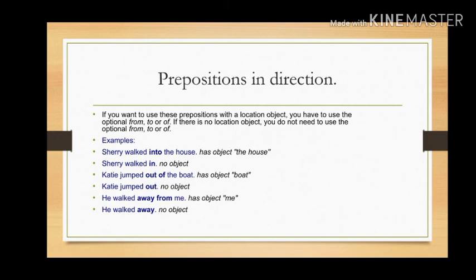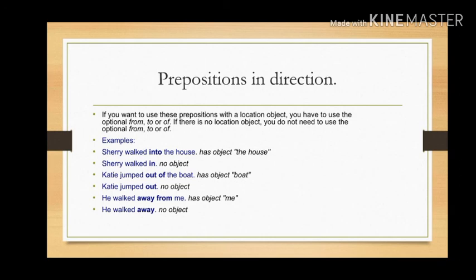Here are some examples. Sherry walked into the house. The house is the object in that sentence. Sherry walked in. In this sentence, there is no object. Katie jumped out of the boat. The object here is the boat. Katie jumped out. That has no object.